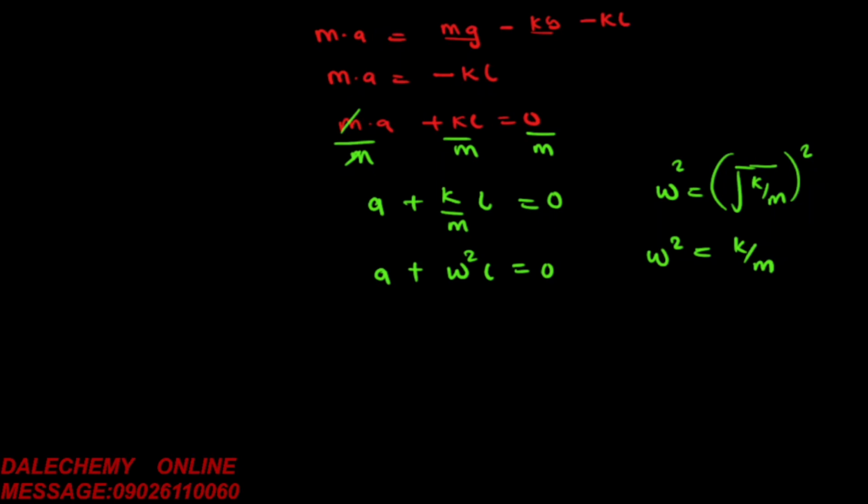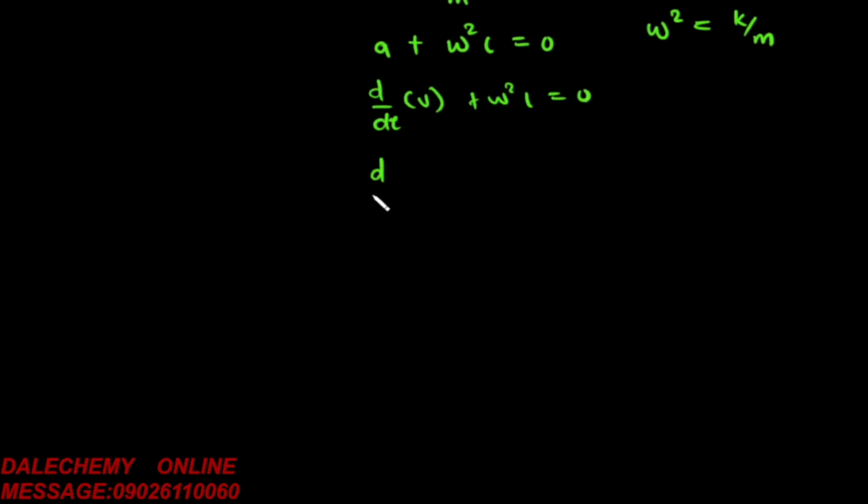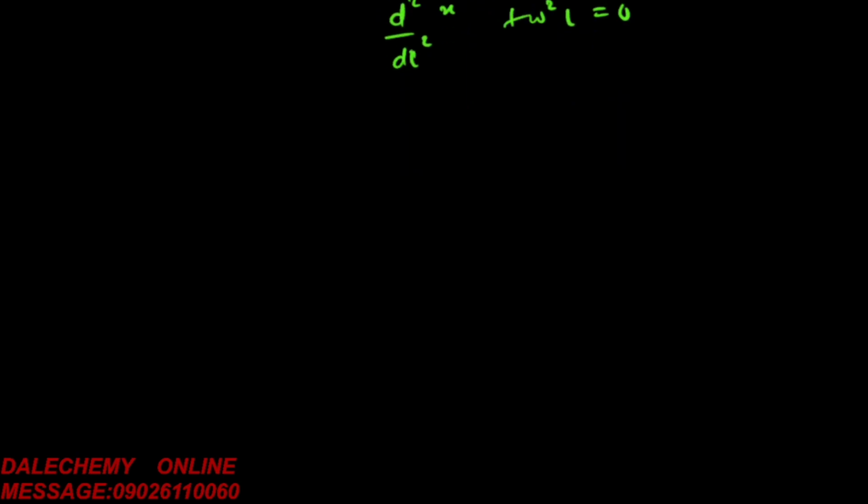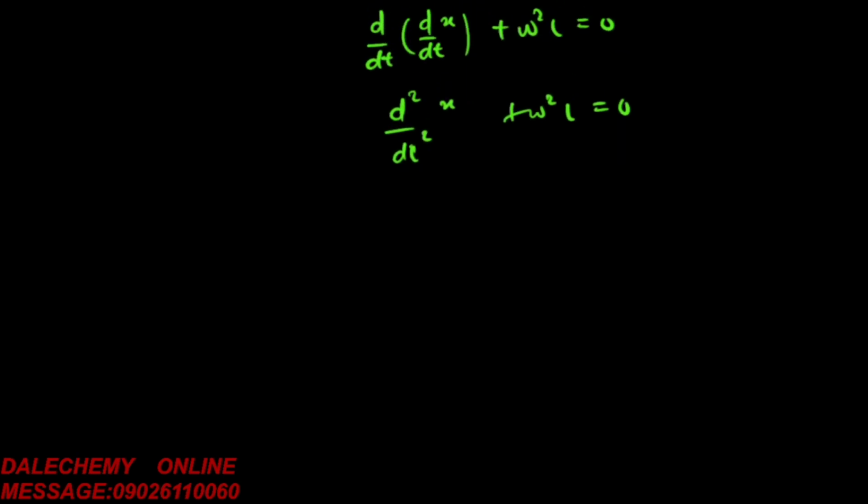All right, so now when you look at this, a can be expressed as d/dt of velocity, because acceleration is change in velocity with respect to time, plus omega square L equals 0. So velocity itself is actually the change in displacement with respect to time, plus omega square L equals 0. So we have d square x over dt square plus omega square L equals 0. So this equation is actually a second order differential equation.